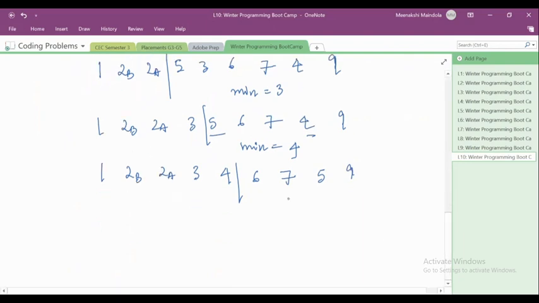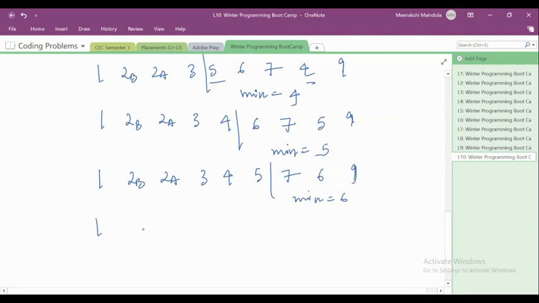Again you find out the minimum element, which is now 5. So you have 1, 2b, 2a, 3, 4, 5, 7, 6 and 9. Again find out the minimum element, which is 6, and place it at its correct position. So you have 3, 4, 5, 6, 7 and 9. And then finally you have this part of the array as sorted and find out the minimum, which is already at its correct position, and this is your sorted array.